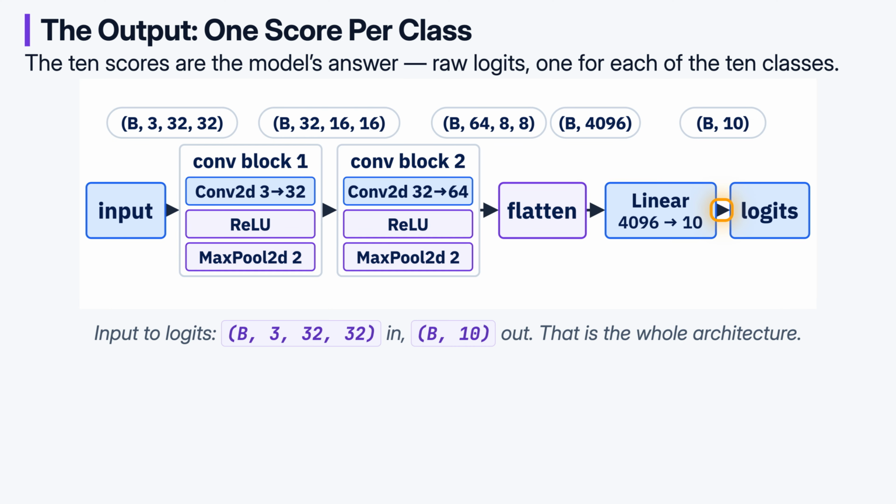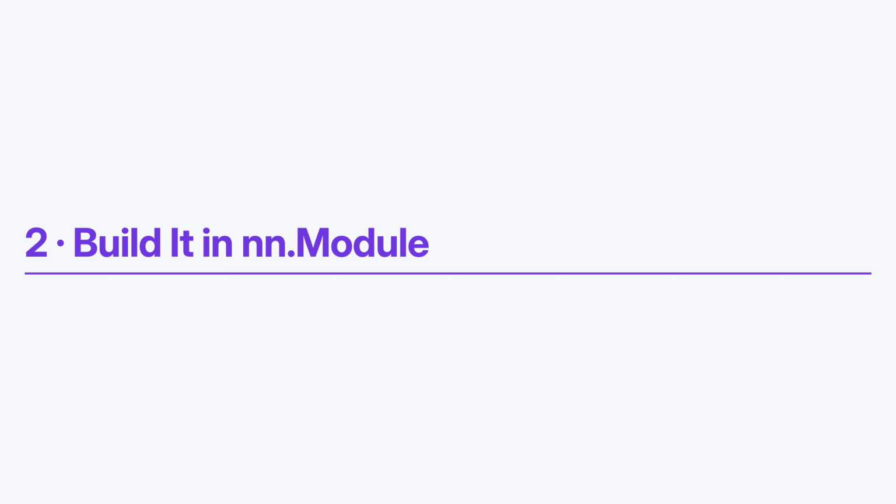The 10 scores flow out along the last arrow. The arrow carries batch, 10. These 10 scores are the model's answer, raw logits, 1 for each of the 10 classes. That closes the pipeline. An image batch in, 10 scores per image out. The figure is whole now, and every later slide reuses it. Now let's build it in nn.Module.